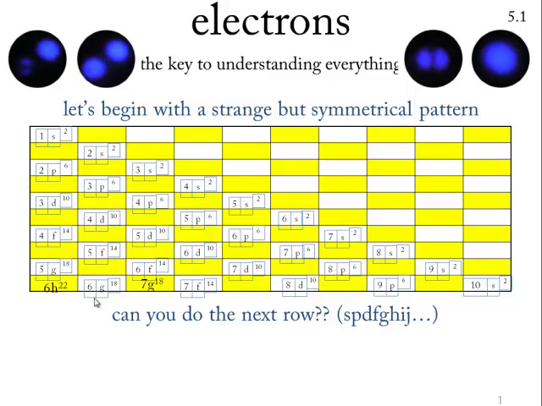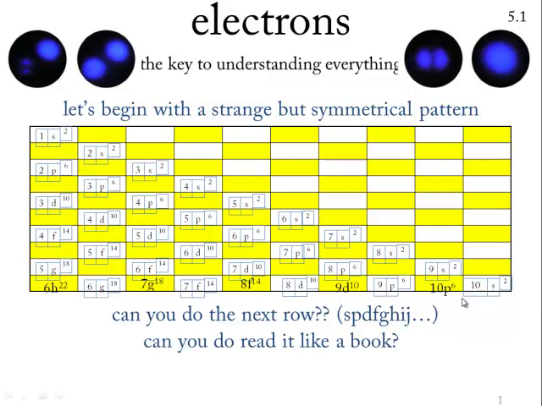Pause it if you need to. Okay, you should have come up with 8F14. These should be down a little bit in the little white space right there. This one would be 9D10. This one would be 10P6. And notice you can go out one further. Did you realize that? Make sure you put one out further.